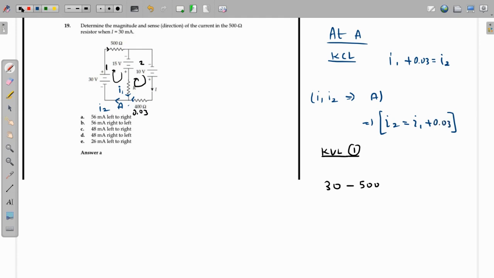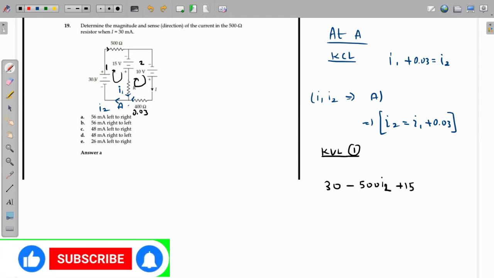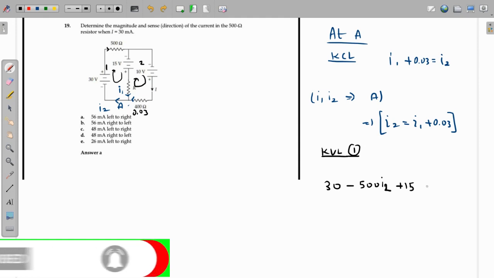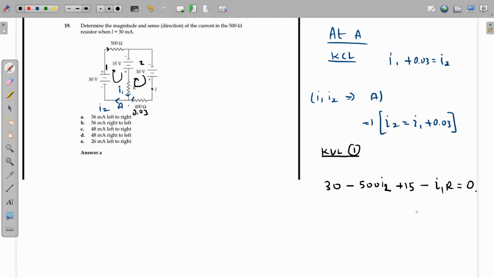So that's coming as 30 minus 500 times I1 plus 15. I'm sorry, it's not I1, that's I2, because this is I2 and this is I1. So minus, this resistance, I think, is not given. So that's as simple as minus I1R, that is equal to 0.